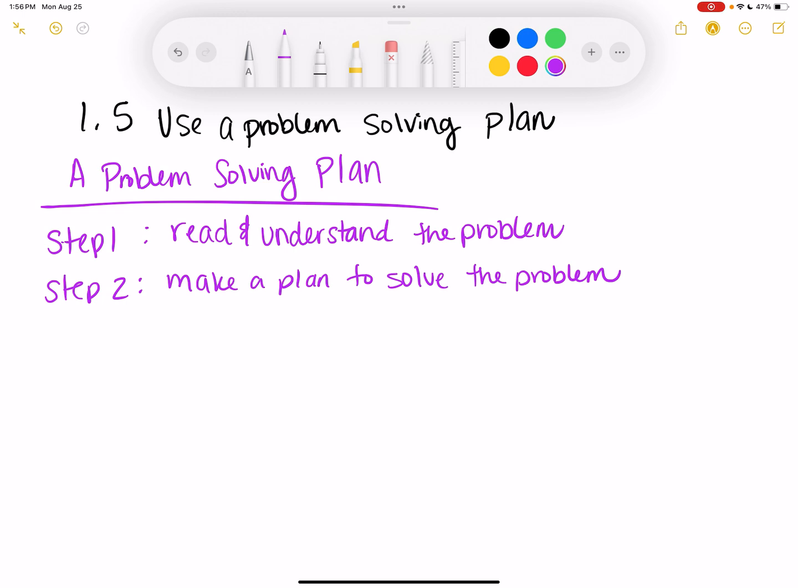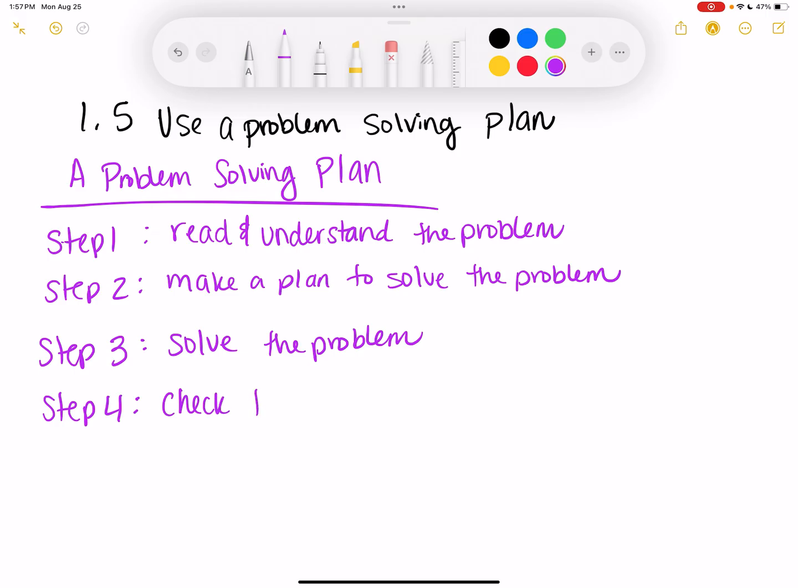Step 3, solve the problem. All right, and then step 4, check to make sure your answer is reasonable.